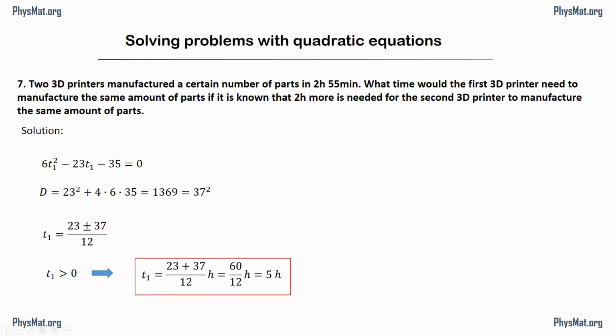Again, we can see that one root is positive and one is negative. Negative makes no sense because it's time, so we only leave the positive number, and therefore our t1 is 23 plus 37 divided by 12, which is equal to 5 hours. That's our answer. So that's the time needed for the first 3D printer to manufacture this number of details. Problem solved.